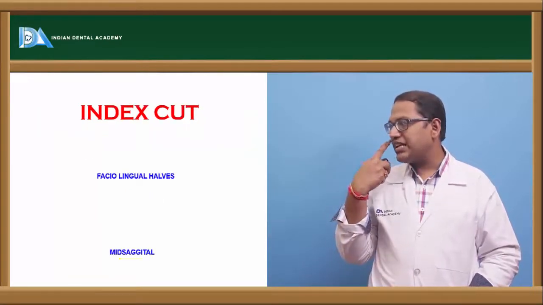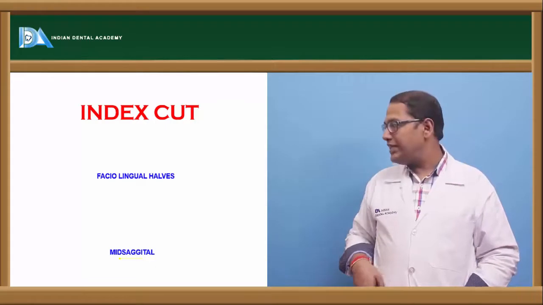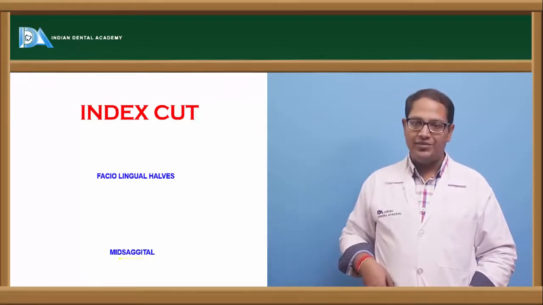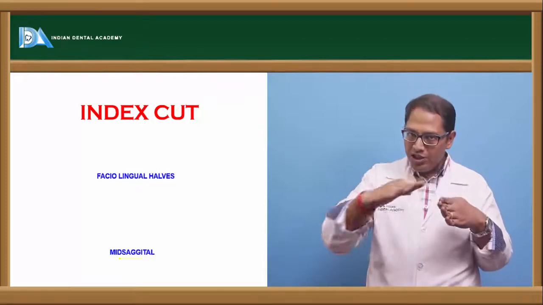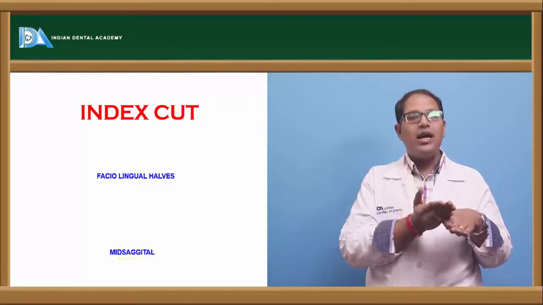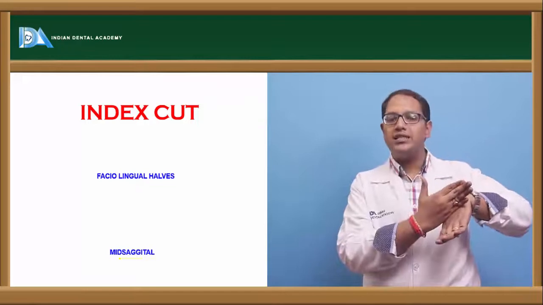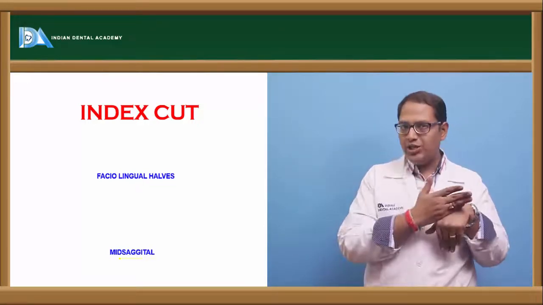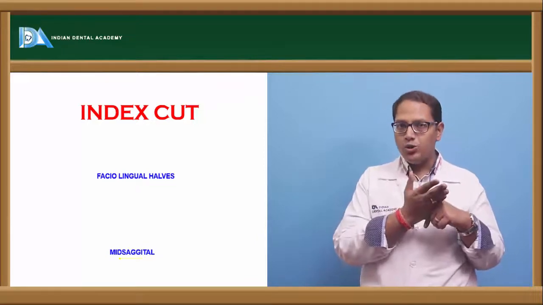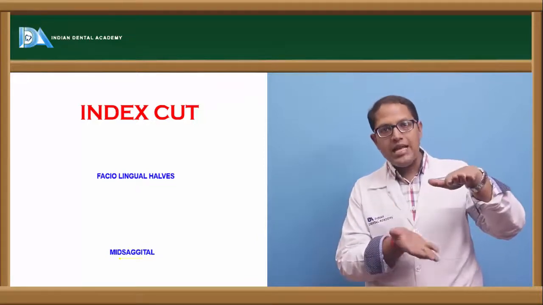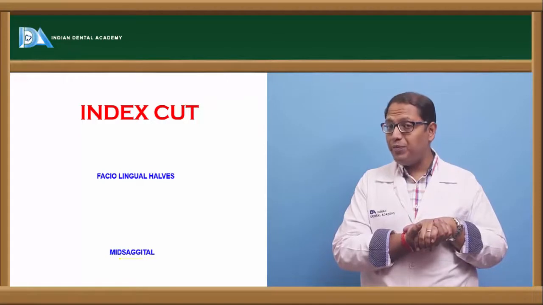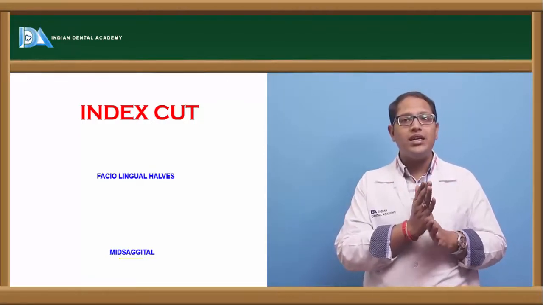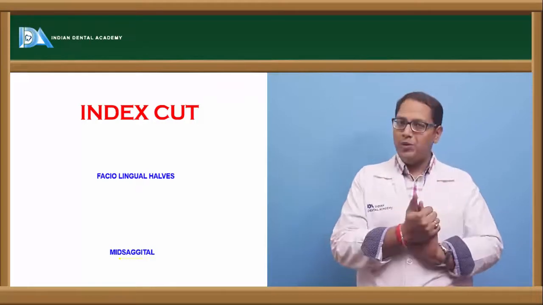Now, putty index cutting. Where will we cut the index? We will do a facial-lingual half and a mid-sagittal half. That is, we will cut it occlusally from the top, and also through the mid-sagittal section. What will that help us with? The mid-sagittal section or the occlusal cut will show us how much we have prepared buccally and lingually. The facial-lingual halves will show us how much we have prepared mesially and distally.